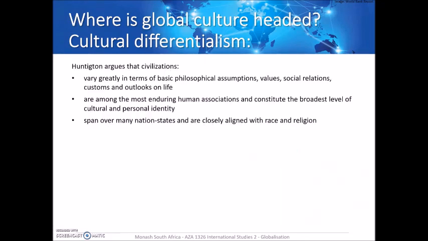So basically what Huntington argues is that those 8 civilizations vary greatly in terms of their basic philosophical assumptions, their values, the way they relate socially, the way they understand and live life, right? And he also argues that these civilizations are the most enduring form of human associations, that they have been there for millennia. And they constitute the broadest level of our personal identity. In my case, I would identify as European as a broadest identity. For you, it might be an African identity or whatever, right? He also argues that civilizations span many nation states and are very closely aligned with race and religion, so that your identity is very closely linked to that.